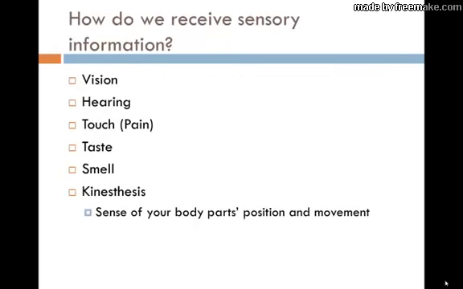So we're going to talk a little bit about how we receive sensory information. So all of your senses that you normally think of, obviously, so vision, hearing, touch, which includes pain, taste, smell, and then kinesis, which is the sense of your body parts' position and their movement.